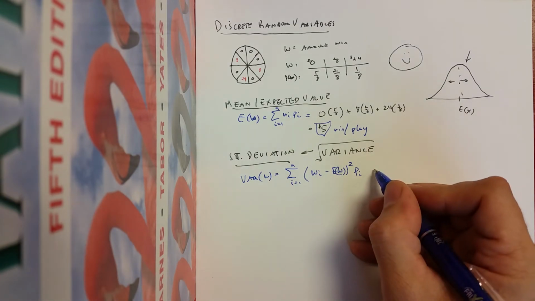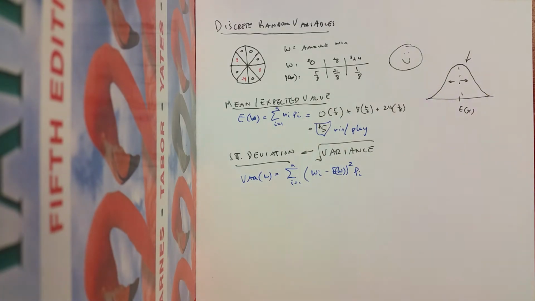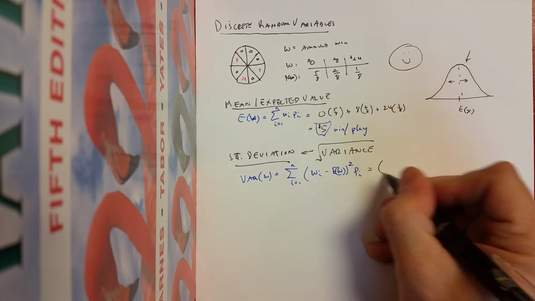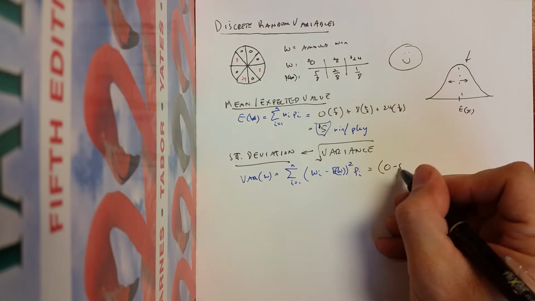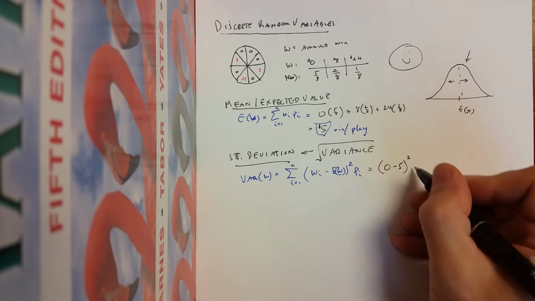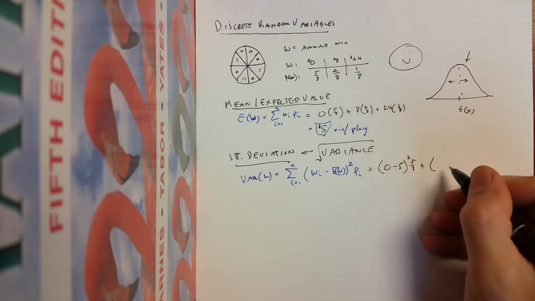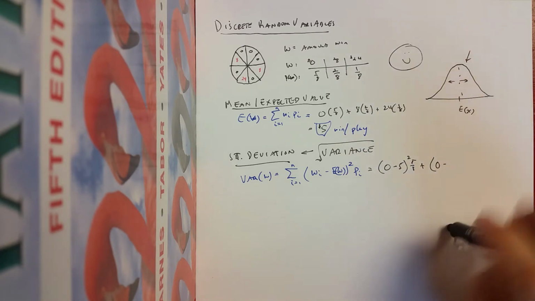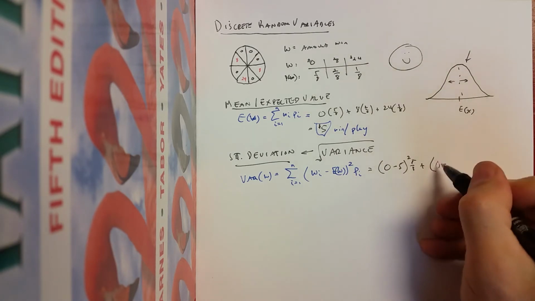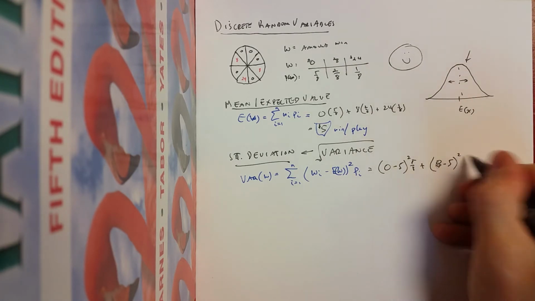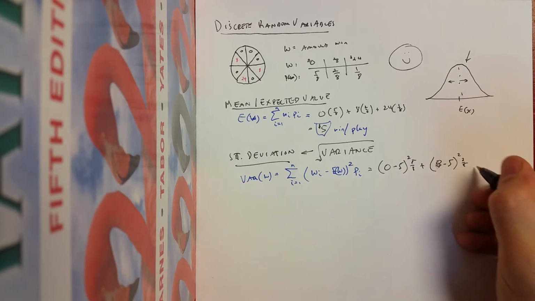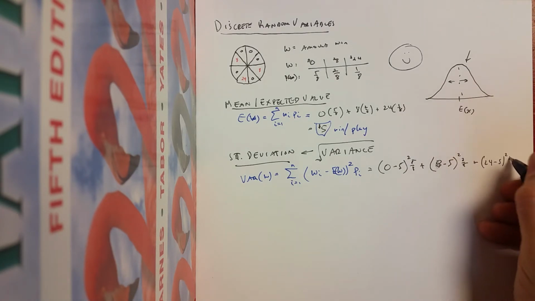So if we were to calculate this out by hand, it's kind of annoying. We would do 0 minus 5, because $5 was the mean, squared times 5/8, plus 8 minus 5 squared times 2/8, plus 24 minus 5 squared times 1/8.